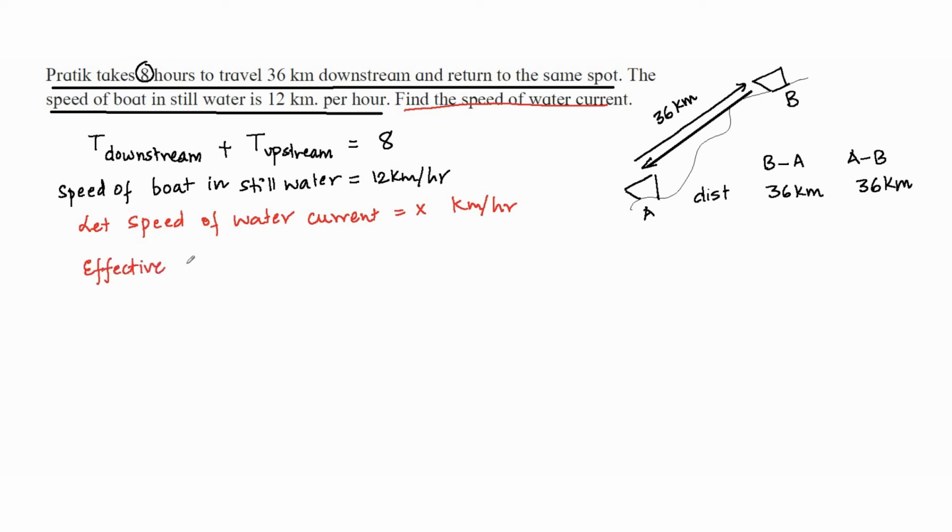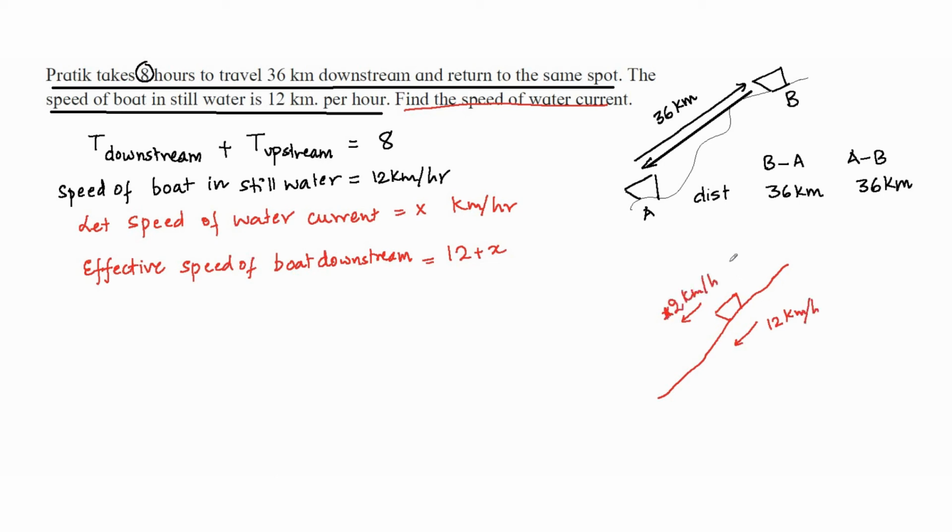Now we know that when the boat is going downstream, the effective speed of the boat downstream is going to be 12 plus x. When the boat is going downstream, the speed of the boat is 12 kilometers per hour and the water current is flowing in the same direction at x kilometers per hour. So the effective speed of the boat going downstream is going to be 12 plus x, right? Because the direction of motion is the same.